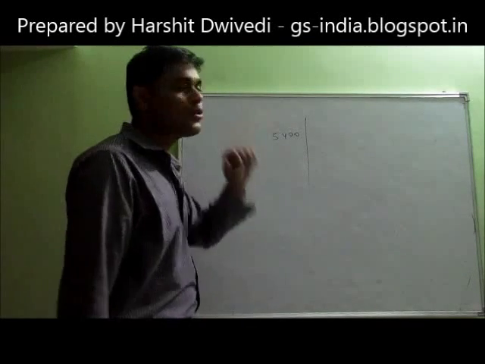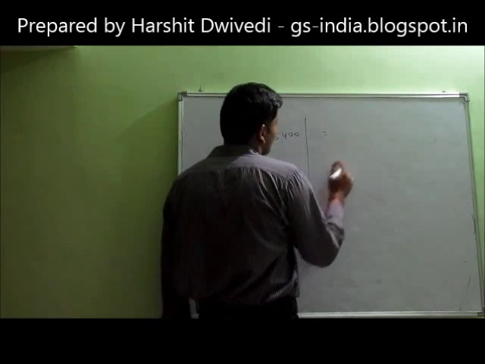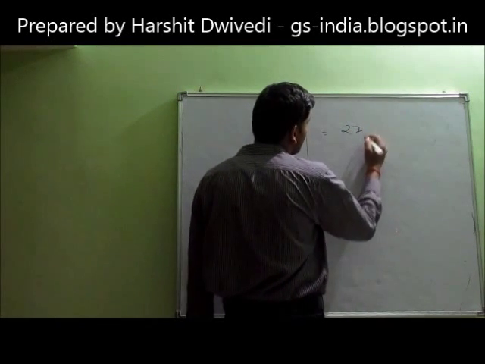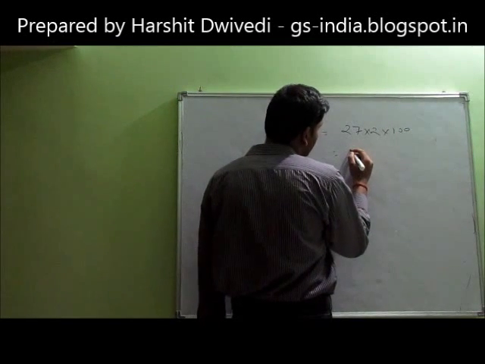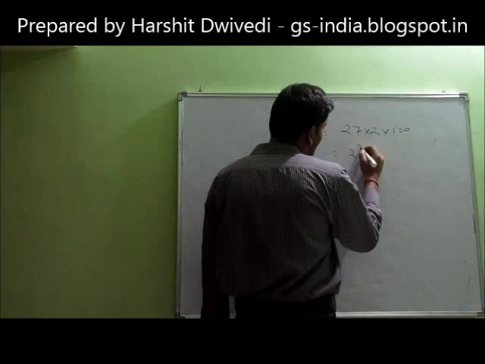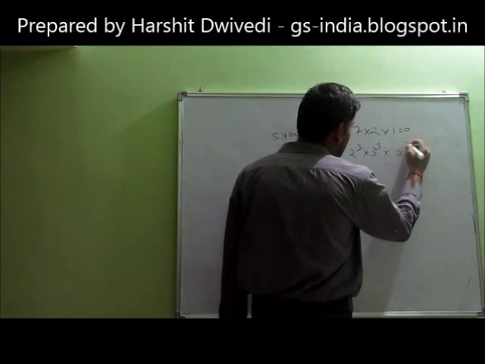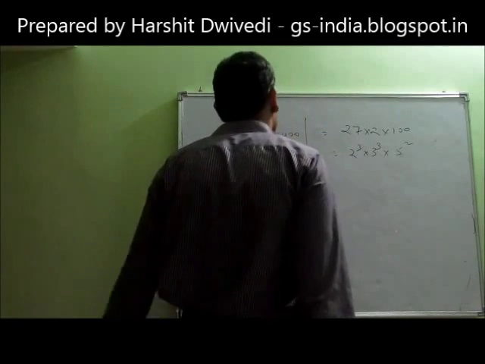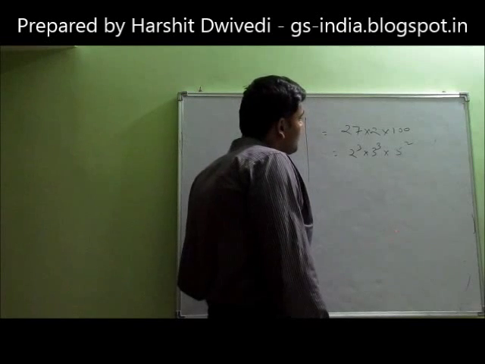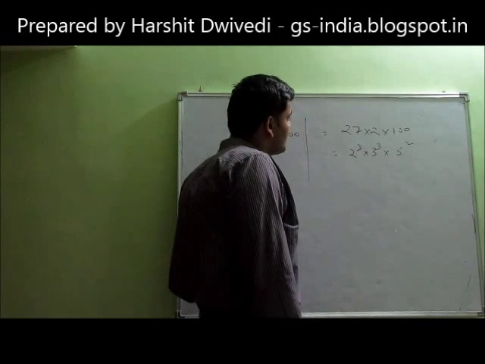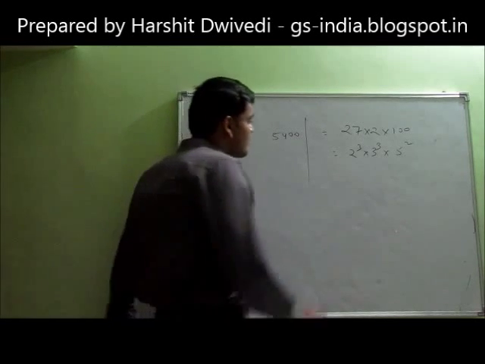So first of all, I have to prime factorize this number. In order to prime factorize this number, first I will write it as 27 into 2 into 100. Then I will write it as 2 cube into 3 cube into 5 square. I should check it once again. 2 cube, into 3 cube, into 5 square. So, this is the prime factorization of 5400.